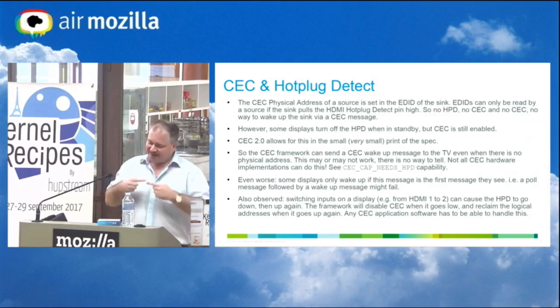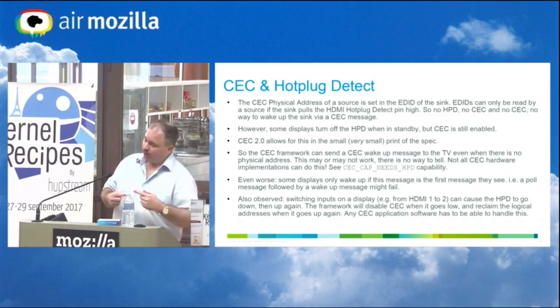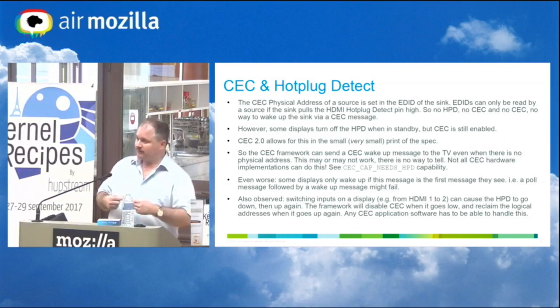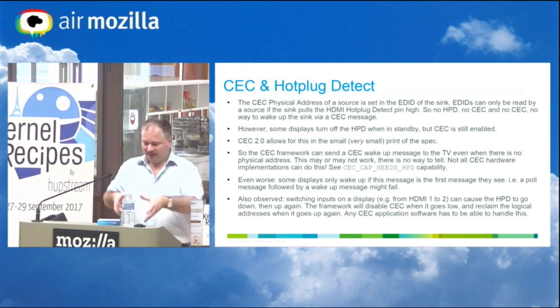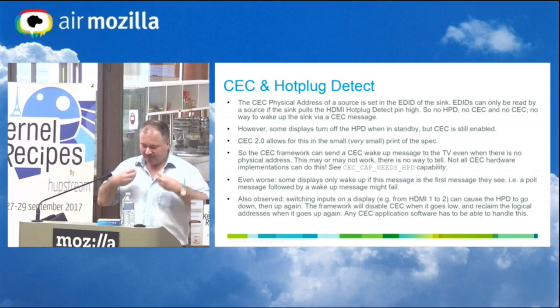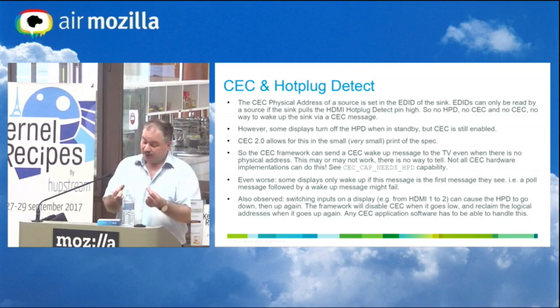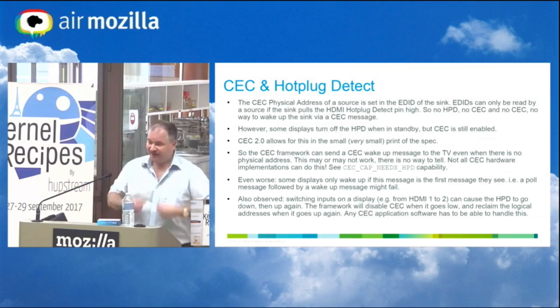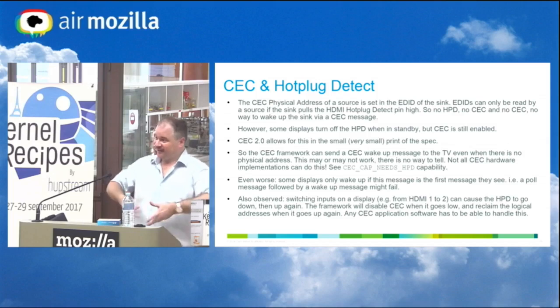You can send an image view on message, that's to wake up, only once. So you just have to send that immediately. If the TV receives first another message, like a poll message, and then the image view on, it will not accept that other message until it sends that vendor message again, and then it resets some state machine.